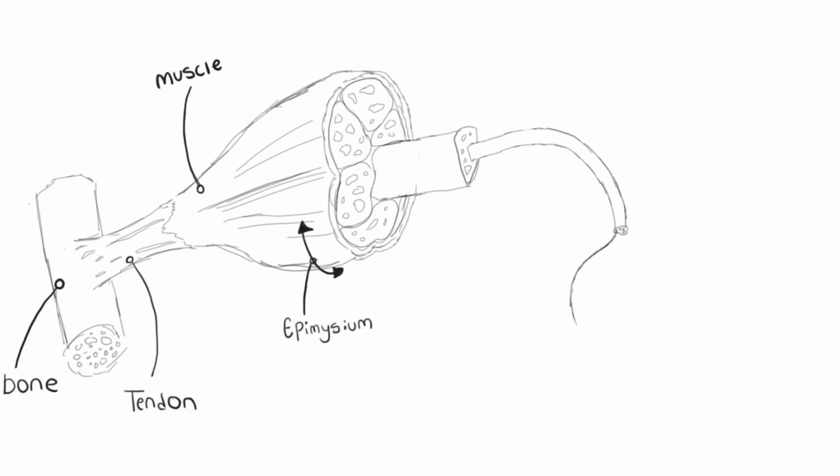This is the muscle, this is the tendon, and this is the bone. The outer layer of the muscle is the epimysium. The portion of the muscle is the muscle fascicle. The perimysium is the connective tissue around the muscle fascicle.